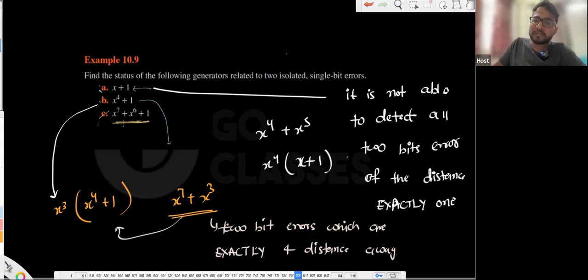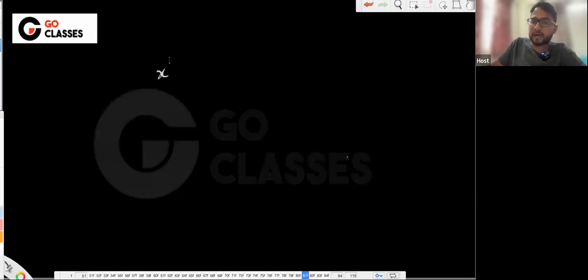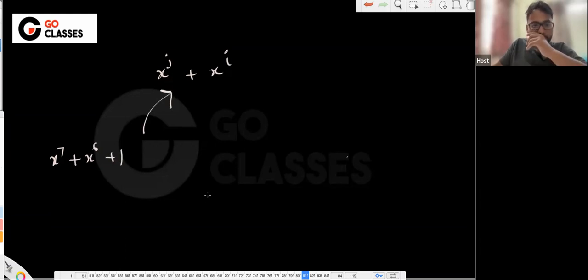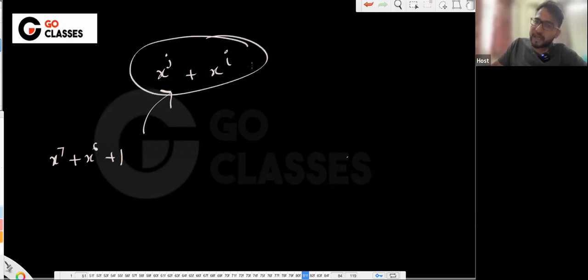Let's just check whether this x power 7 plus x power 6 plus x power 1 plus 1 can detect those errors. So I have a 2-bit error, which is something like this. I want to check whether x7 plus x6 plus 1 can divide this or not. It can divide only when this thing has this as a factor, right?